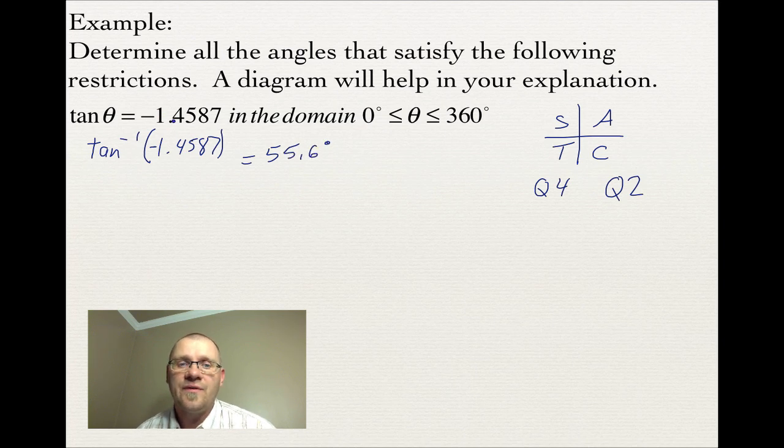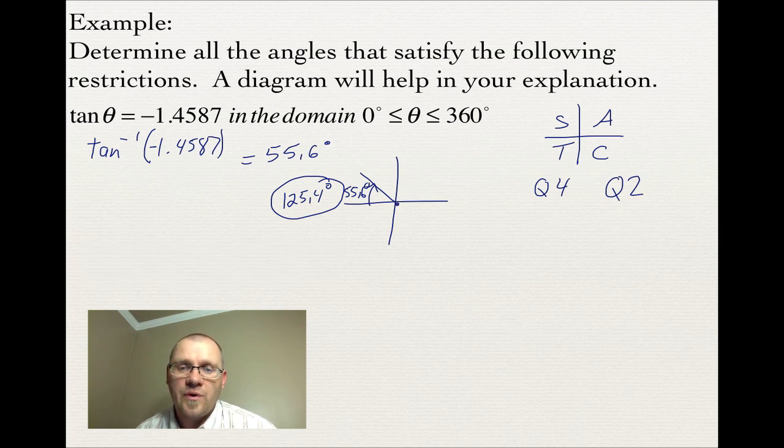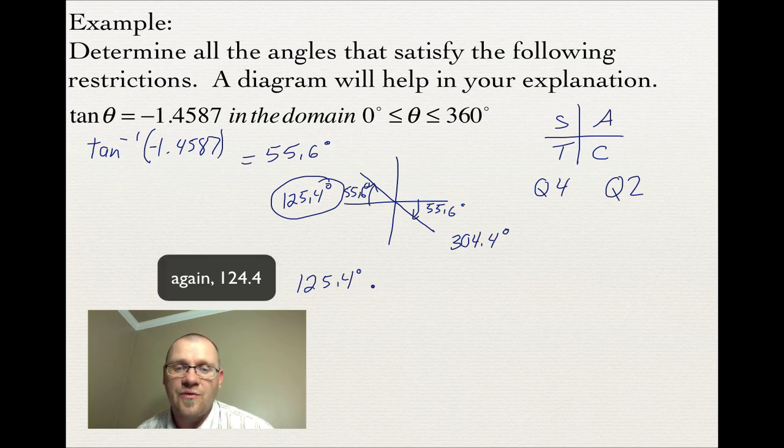Now, because it's negative, it means it's in quadrant 2. So that means that this is 55.6 degrees. And so this is actually 180 minus 55.6, which gives you 125.4 degrees. There's one of your answers. Over here, we know that it's also in quadrant 4, so that this is actually 55.6 degrees. Now that's from 360 degrees, so that'll be 360 minus 55.6, and that will be 304.4 degrees. So 125.4 degrees and 304.4 degrees are your two answers.